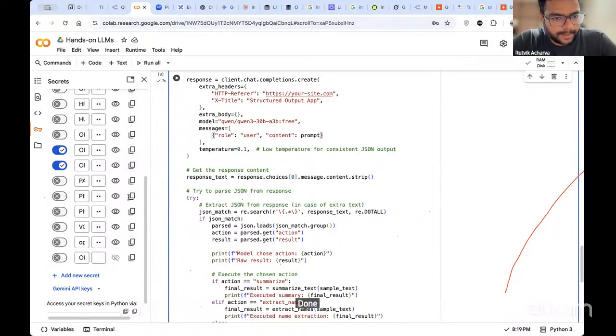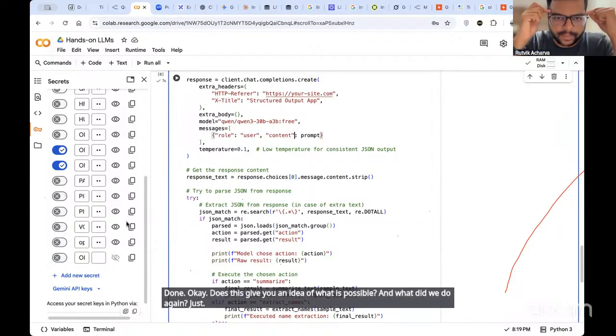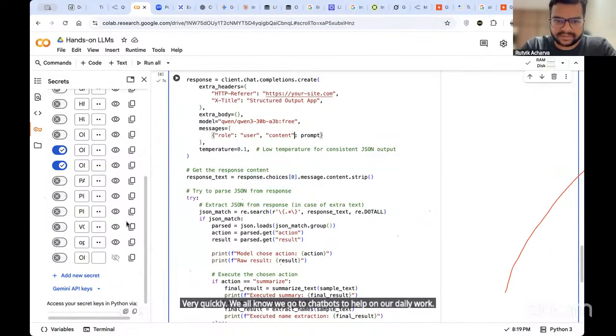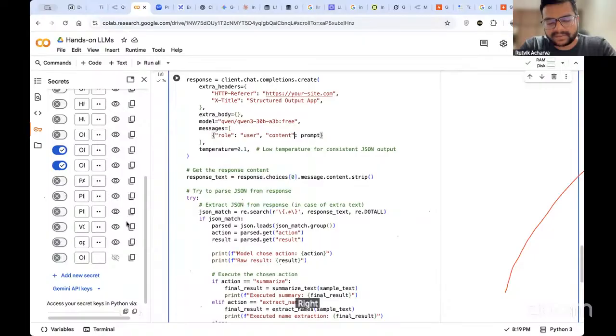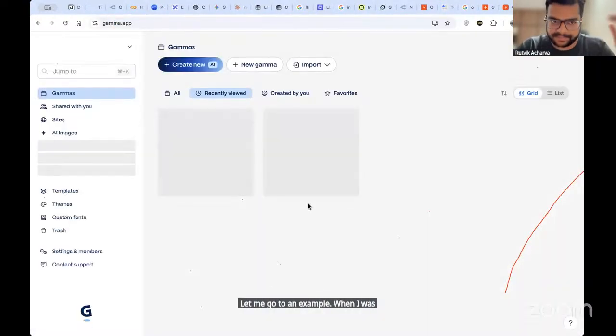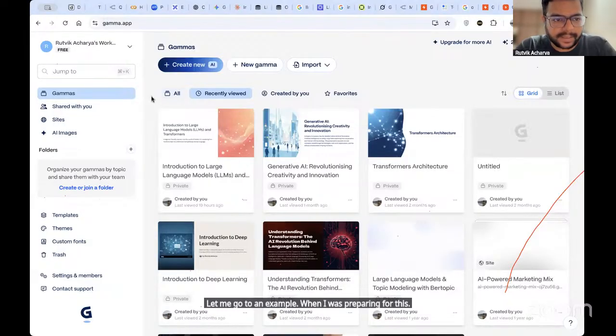Done. Okay. Does this give you an idea of what is possible and what did we do? Again, just very quickly. We all know we go to chatbots to help on our daily work or daily personal stuff, right? But think of becoming a developer. Okay. You are doing your thing. Let me go to an example. When I was preparing for this session, I was a bit lazy to create my own PowerPoint.